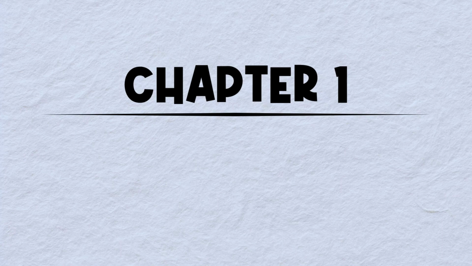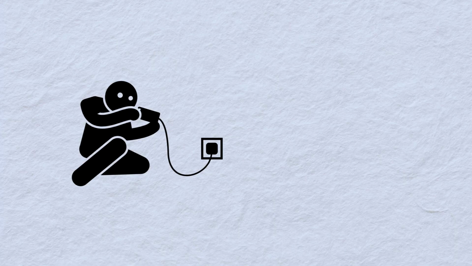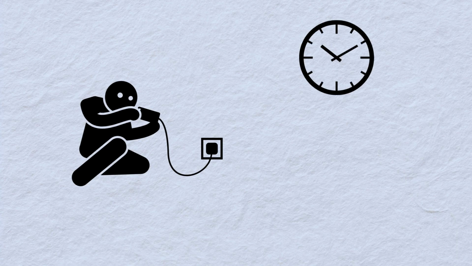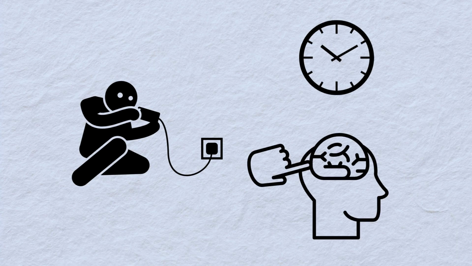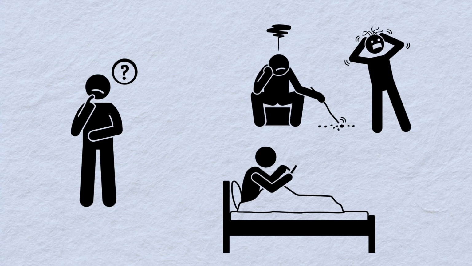Chapter 1. Audit your triggers, not just your time. We tend to think social media addiction is about time, but it's more about triggers. What actually sends you reaching for your phone? Boredom? Anxiety? A need for distraction?